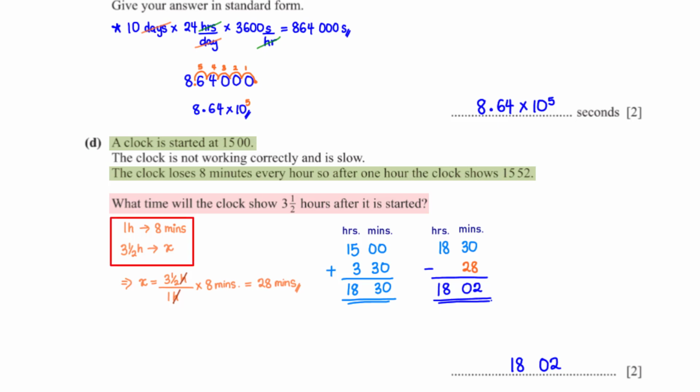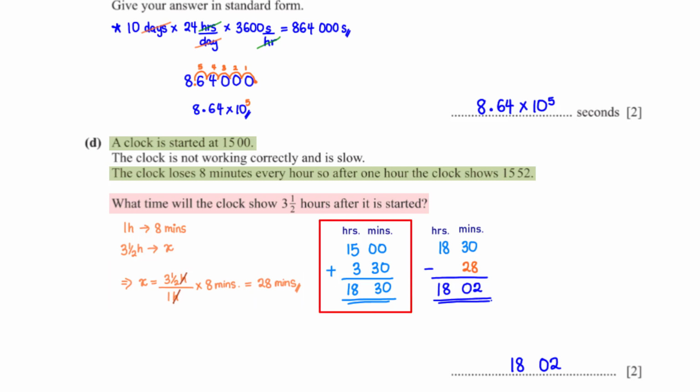So if for every 1 hour, 8 minutes is lost, we want to find the number of minutes that will be lost in 3.5 hours. This is what we are calling x. When we cross multiply and make x the subject, this is what we have, which is equal to 28 minutes.